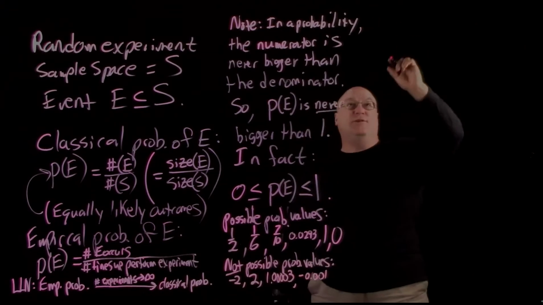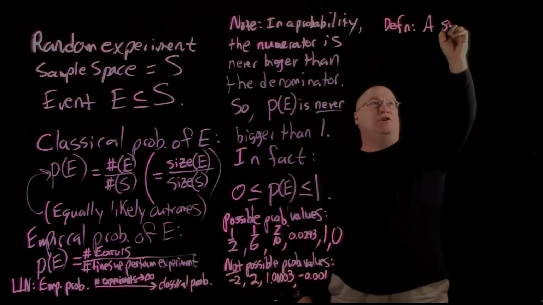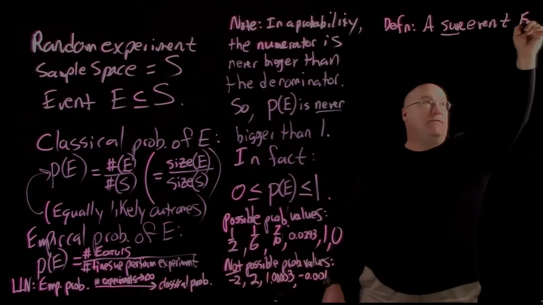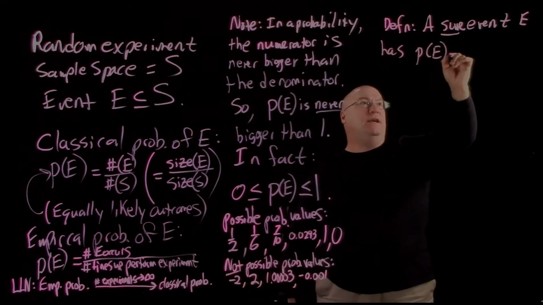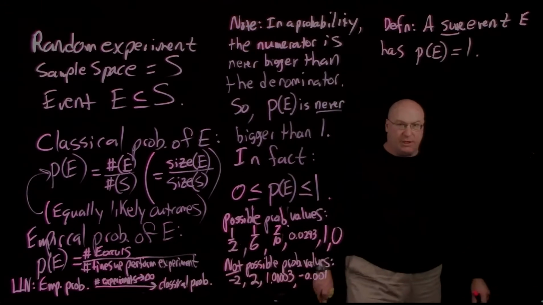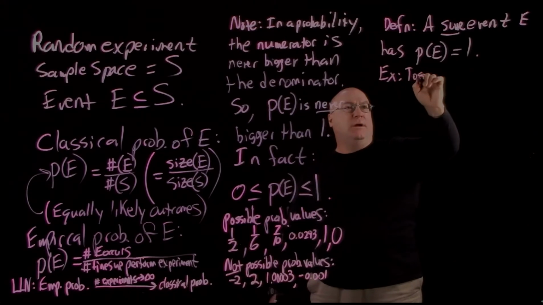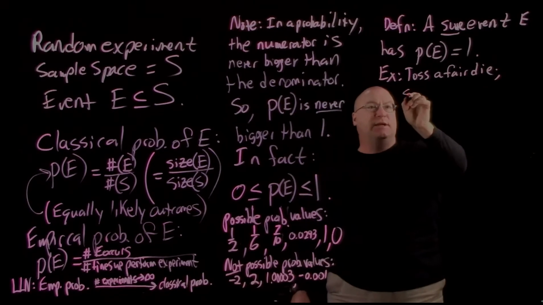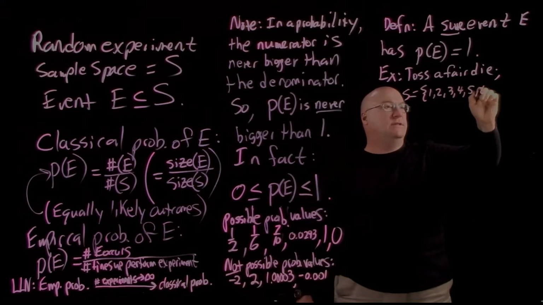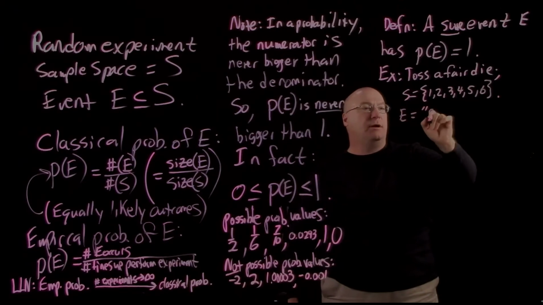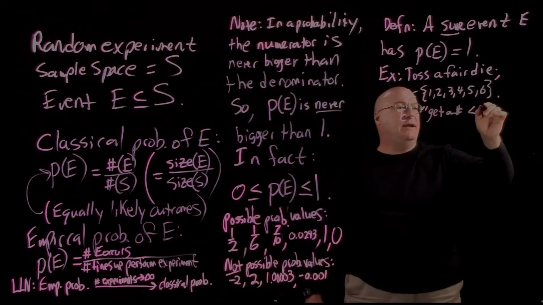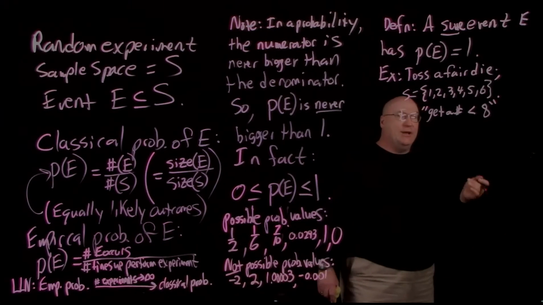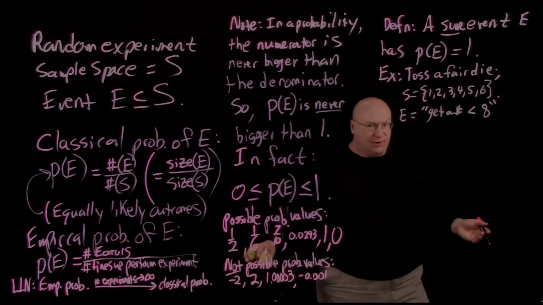All right, and then I think I'm doing a sure event. So, definition: a sure event, what do you think? It has probability 1. So a sure event E has probability of E equal to 1. 100% probability. So, for example, toss a fair die. The sample space we know is, let me write it out, 1, 2, 3, 4, 5, 6. Let E equal get a number less than 8. Ask yourself, if I toss a normal fair die, what's the probability I'm going to get a number less than 8? The answer is, well, it's a sure thing, 100% probability, right?